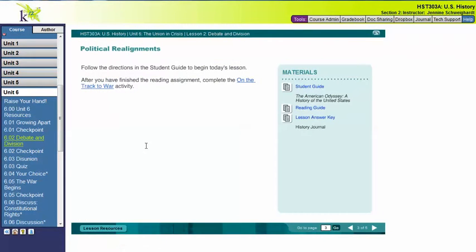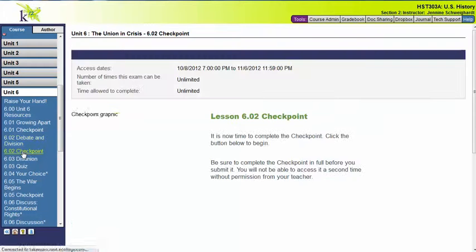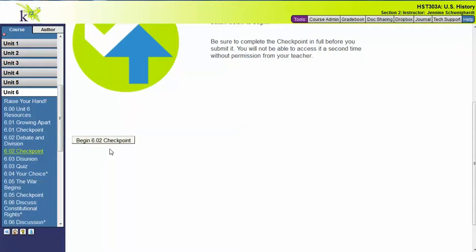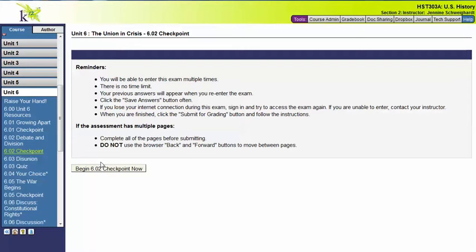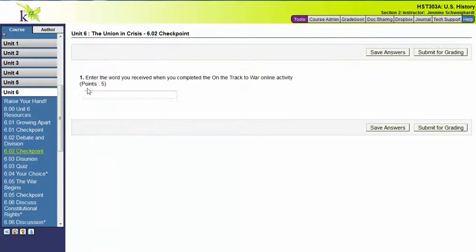Once you finish this, it's going to give you a word, and that word is what you are going to use to complete your 6.02 checkpoint. If you click on the checkpoint here and enter into it, you'll notice that the checkpoint gives you a blank in which you need to put that word. Once you've completed the checkpoint, you will be done with your work on lesson 6.02.